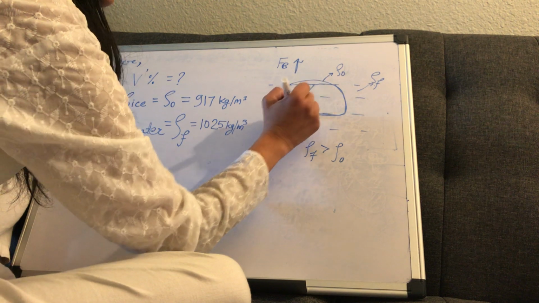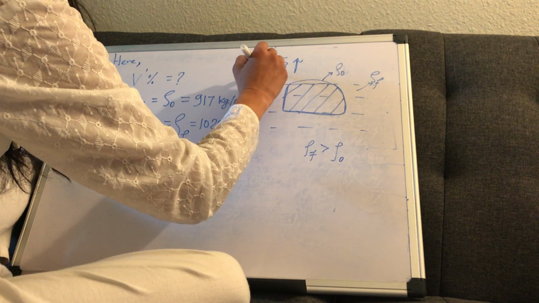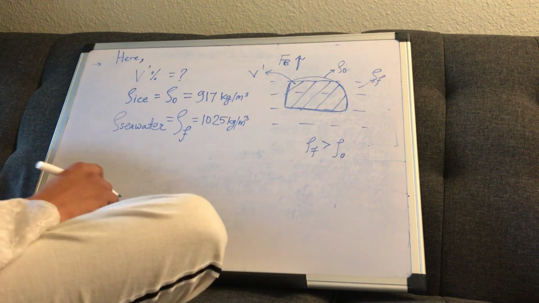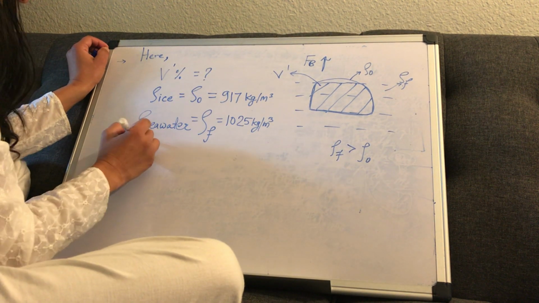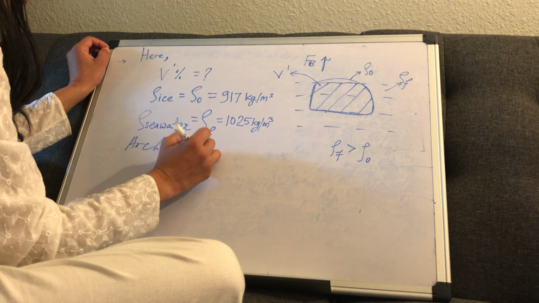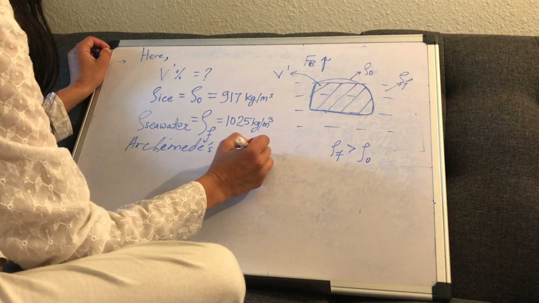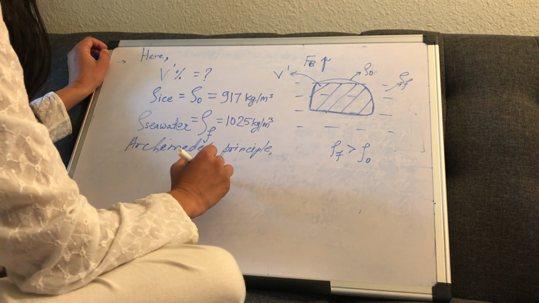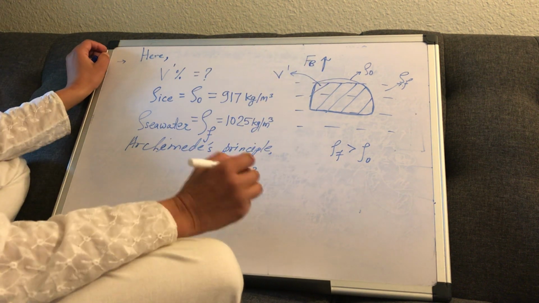So let's make it, what is this? That is the V dash. The volume of this part here is V dash. So from Archimedes' principle, let's invoke Archimedes' principle. From Archimedes' principle, we can write the buoyant force on an object, Fb, is equal to the weight of the fluid displaced by that object.